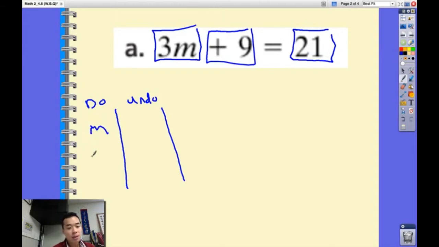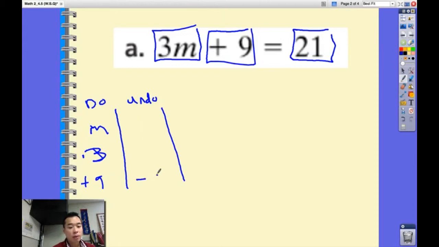The first thing that happens to it is it gets multiplied by 3. Sorry, my board's running out of battery. And then it gets increased by 9. I can see that. Again, following your order of operations on the do, you multiply before you add.